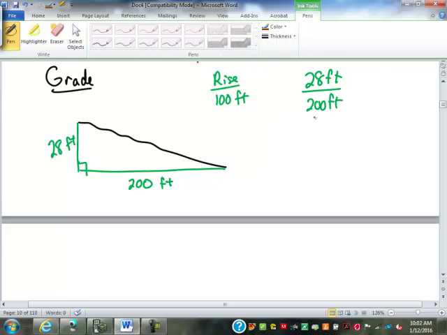What I have to do is convert that 200 into 100, right? So I'm going to just divide by 2. So that's going to be 28 out of 100, or not 28 out of 100, 14 out of 100. Or what we call a 14%. Remember, percent means out of 100. So that's a 14% grade.